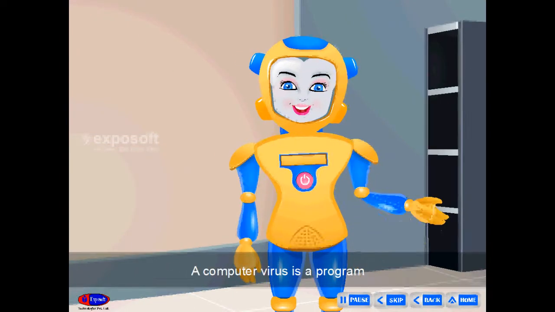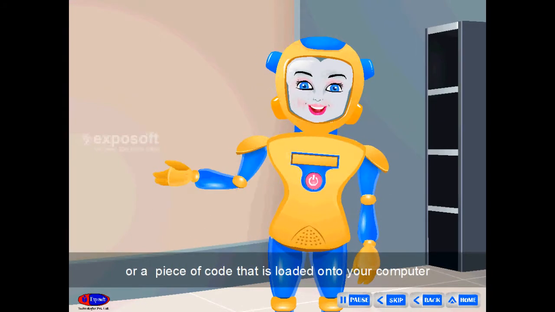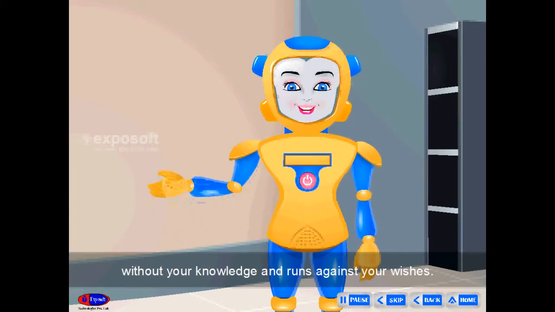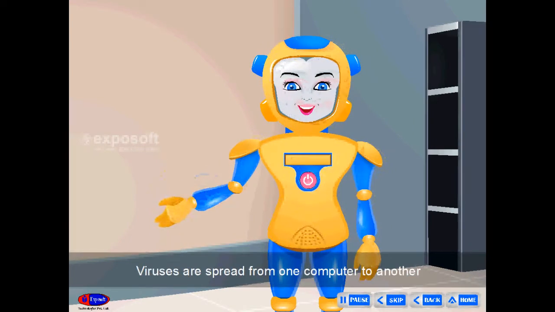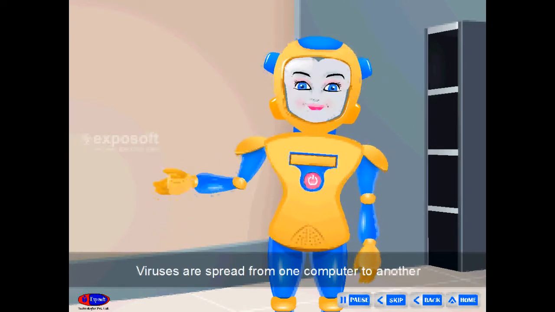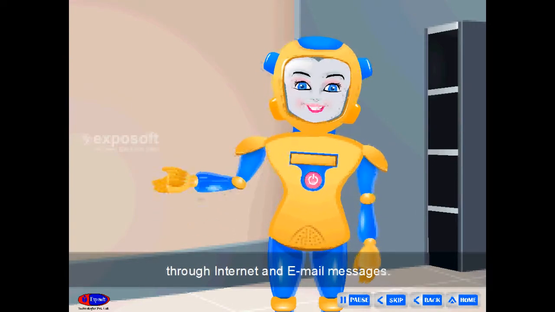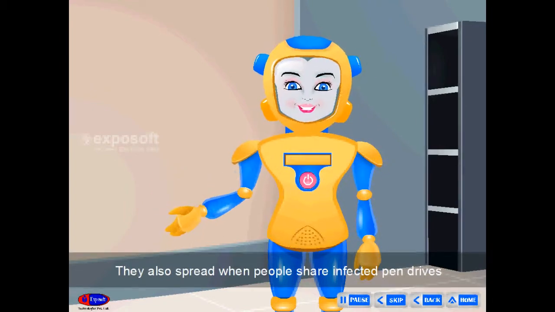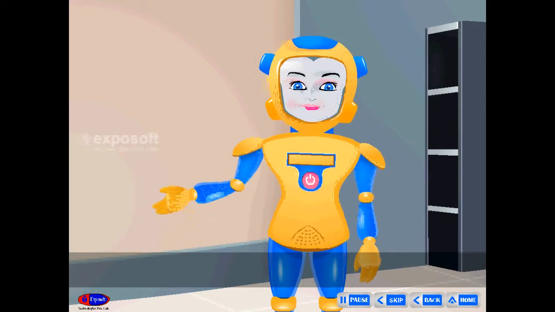Virus. A computer virus is a program or a piece of code that is loaded onto your computer without your knowledge and runs against your wishes. All computer viruses are man-made. Viruses are spread from one computer to another through internet and email messages. They also spread when people share infected pen drives and other portable media.